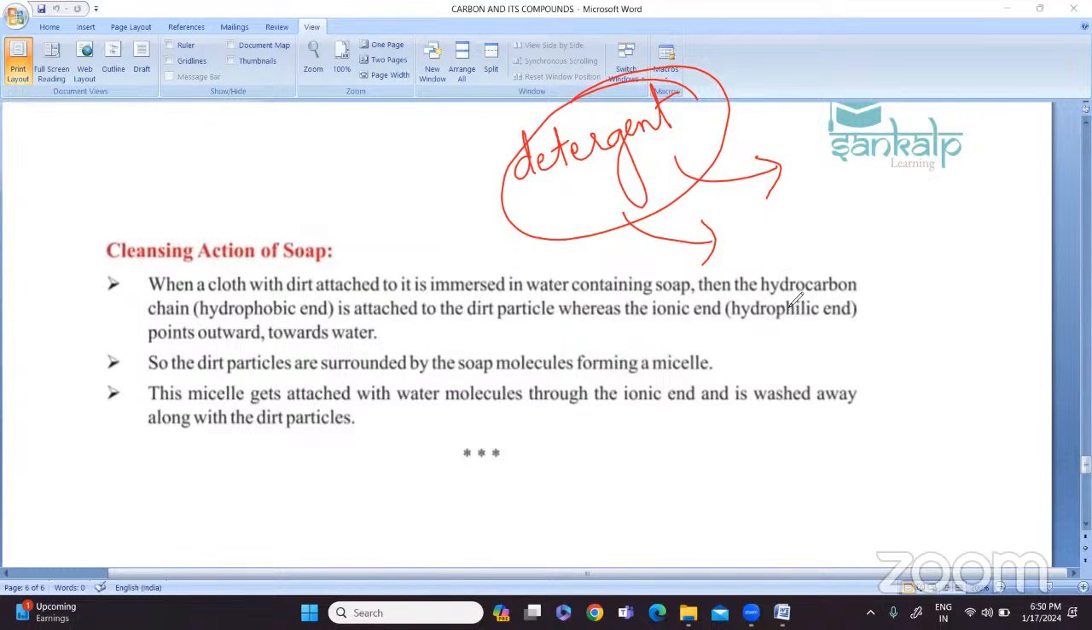So remember that soap consists of a hydrocarbon chain. In the hydrocarbon chain, there are two ends. One is a hydrophobic end, another is a hydrophilic end. The hydrophobic end will get attached to the dirt particles, and it will form what? It will form a micelle molecule. And the ionic end will move towards the water.